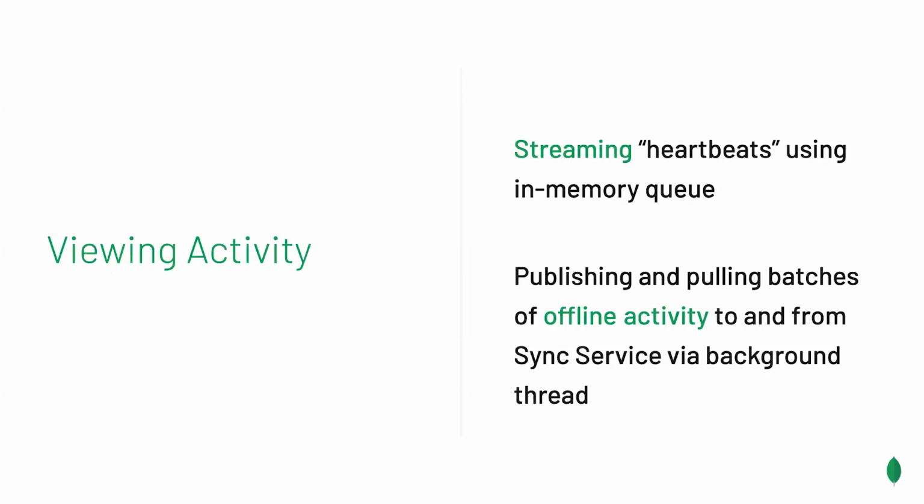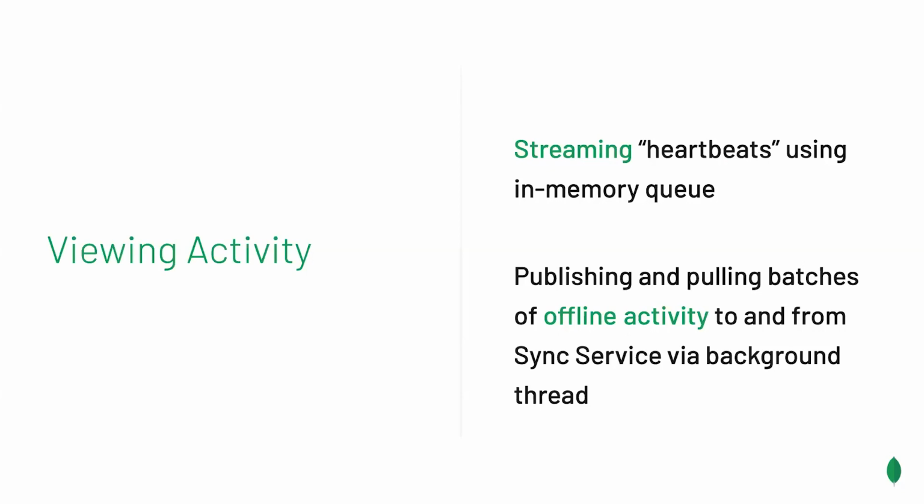The next is perhaps the most important to our business, keeping track of a user's viewing activity, both online and offline. Viewing activity must be synchronized in both directions. On device, it is important to report playback positions at regular intervals in order to record progress. So an in-memory queue is used to ensure that no heartbeats are lost due to intermittent connectivity issues.